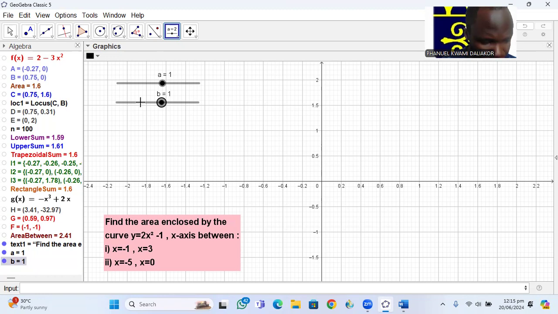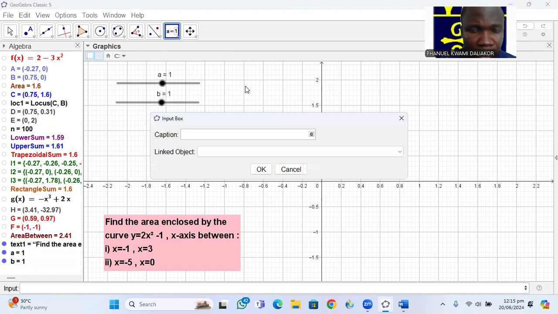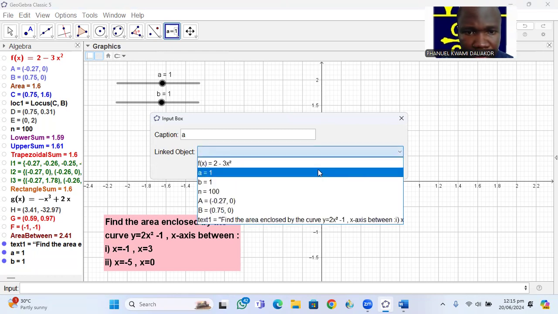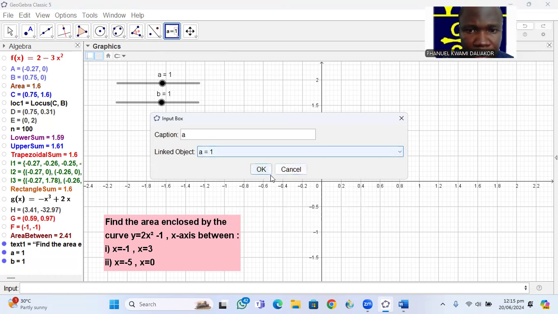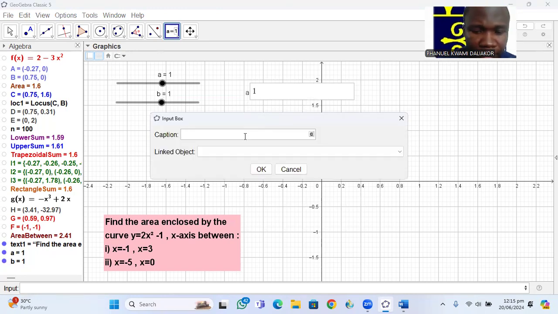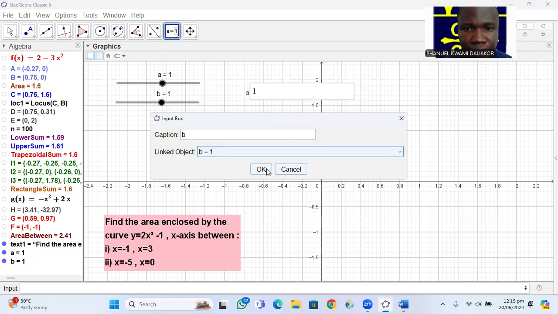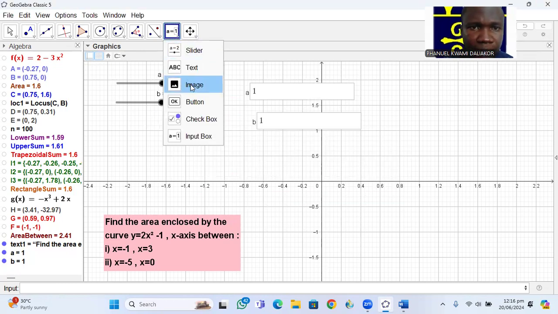Now I need an input box. First one, I have A. The second one, which is B. Let me create another input box.